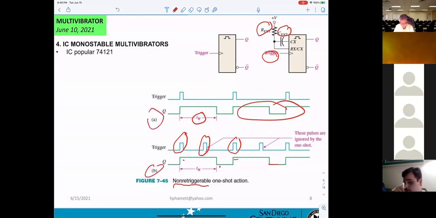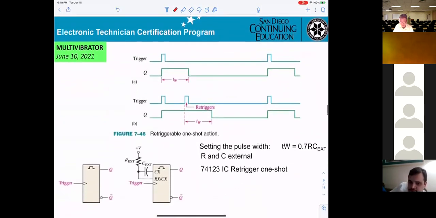Yeah, because the Q waveforms are almost the same. I don't see any change in the Q output right here. So the difference is only for the trigger. They are supposed to trigger, but they will not. They are the non-trigger, so they ignore that trigger. Okay, got it.